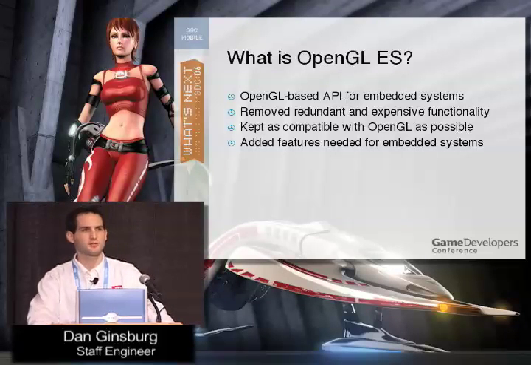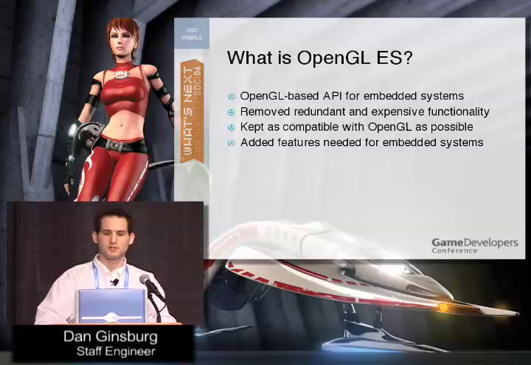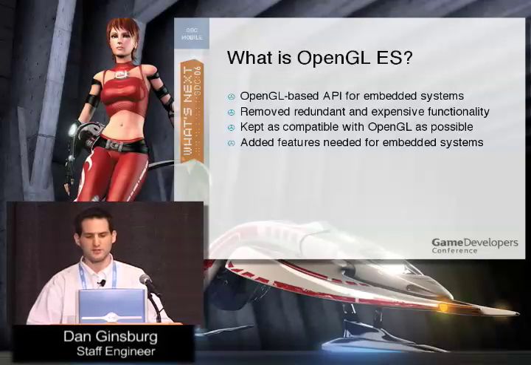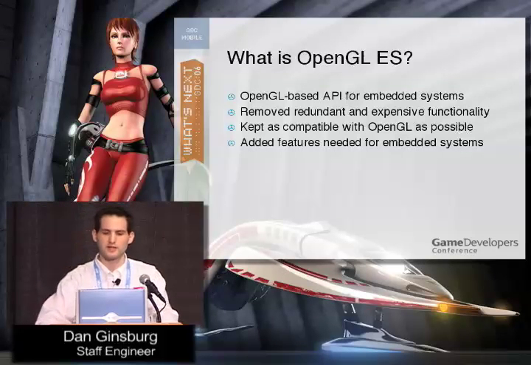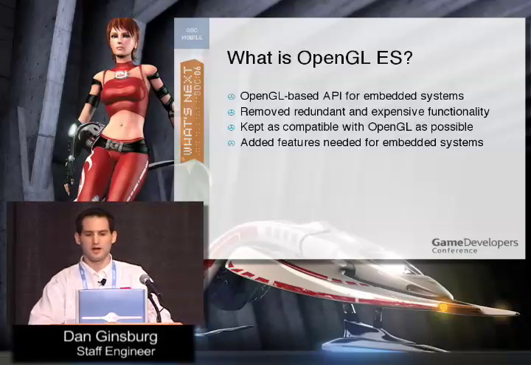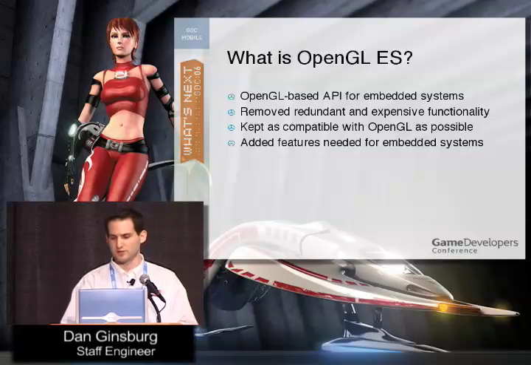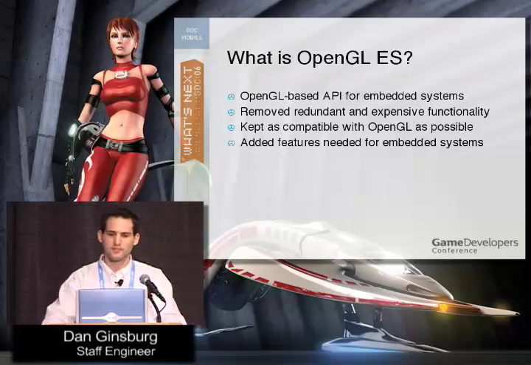One of the goals of the spec was to keep it as compatible as possible with OpenGL so that apps could be easily ported between the two APIs, and also to leverage the existing tools and infrastructure that already exist for desktop OpenGL, as it's been around for many years. In addition, features were added that were needed specifically for embedded systems, for example, the introduction of fixed point for processors that don't have floating point. So you see a number of features that were added to the API to target these embedded devices.